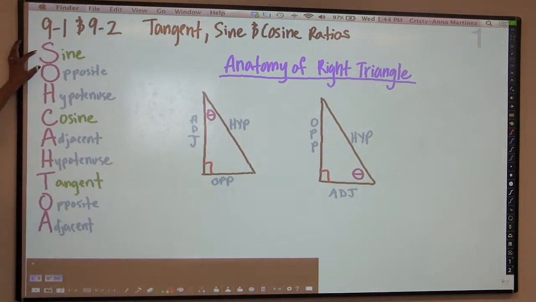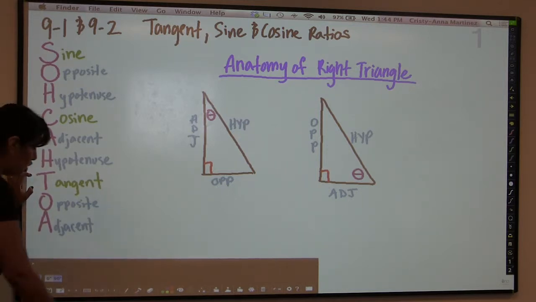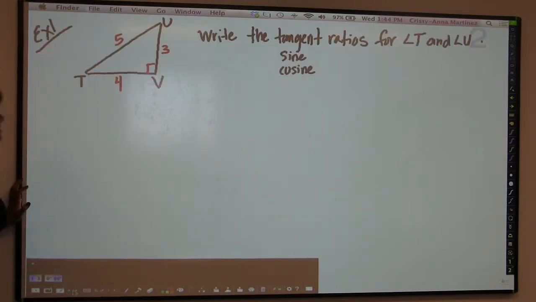So for sine, basically the Sohcahtoa is just a nice way to help you remember which sides go with which function. So for the sine function, it's always opposite over hypotenuse. Cosine is adjacent over hypotenuse. And tangent is opposite over adjacent. So we will move on here.